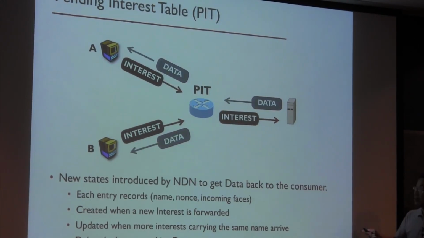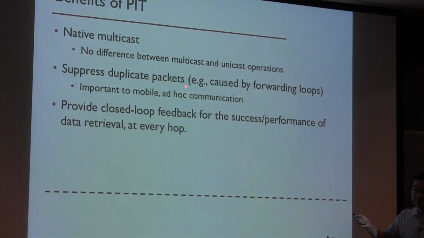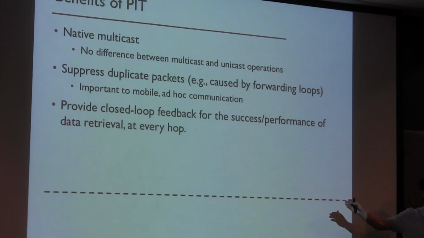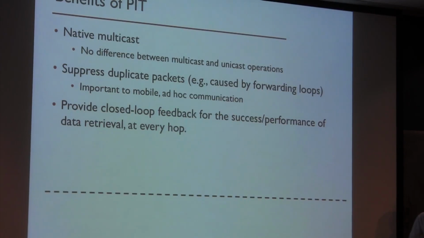For example, this is multicast. With PIT, you support multicast natively, in the sense that the operation of unicast and the operation of multicast have no difference whatsoever in NDN. In IP, if you want to support multicast, you have to put more state in the routers, as well as invent a whole set of protocols to handle multicast. And they are not compatible. They're totally different things. In NDN, unicast is just a special case of multicast. All the operations are the same.